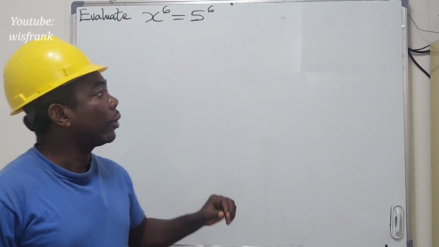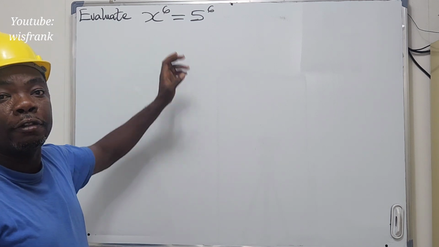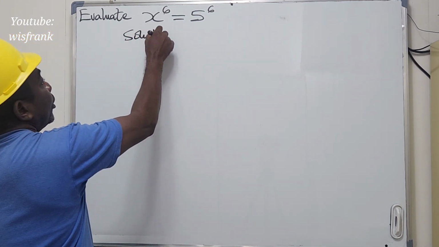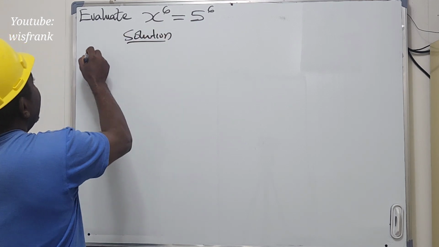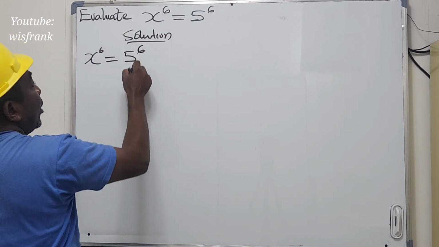For today, we're looking at this question. It says evaluate x to the power of 6 equals 5 to the power of 6. We are going to evaluate this to find the solution of x. So we are given x to the power of 6 equals 5 to the power of 6.